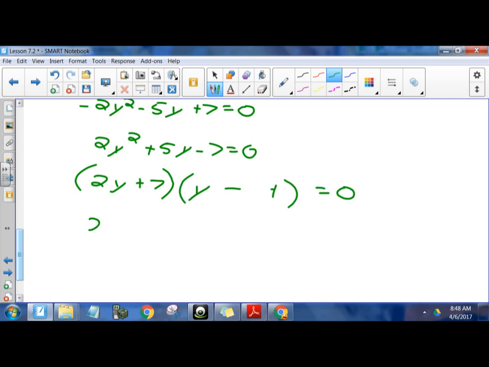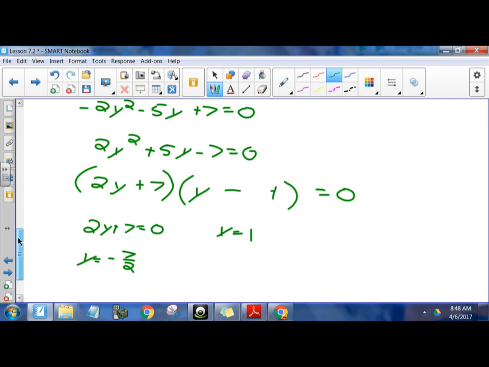So I solve each piece, so I get the 2y plus 7 equals 0. So I get that y is equal to negative 7 halves, and I get that y equals positive 1. Those are my intersection points. You have the option to go back and find the x values that correspond to those intersection points, but it's redundant. You don't need them.